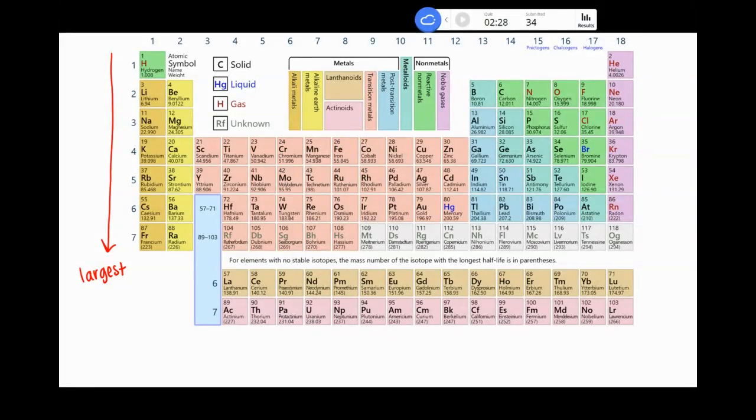As you go left to right across a period, electrons are in the same energy level, but you're increasing the number of protons in the nucleus. So the nucleus pulls those electrons in that energy level closer, and atomic size decreases across a period. So fluorine is smaller than oxygen, which is smaller than nitrogen. So if we're pointing arrows towards the largest atoms, that will be bottom left.